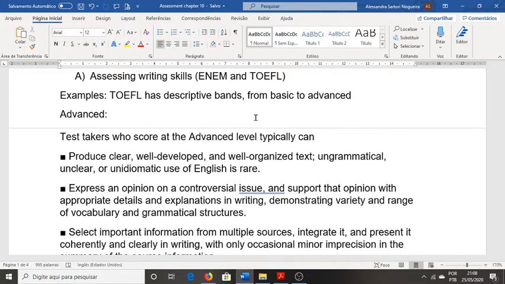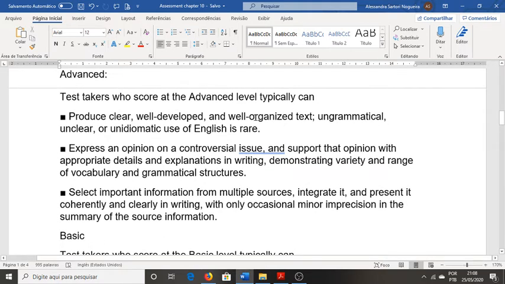Graves brings some examples of descriptive bands, and TOEFL is a perfect example of a descriptive band. What is that? I took these examples from the ETS website, which applies the TOEFL test, and it says, for the advanced level, what's being assessed? Test takers who score at an advanced level typically can produce clear, well-developed, and well-organized text. Ungrammatical, unclear, or unidiomatic use of English is rare. So language mistakes are rare.